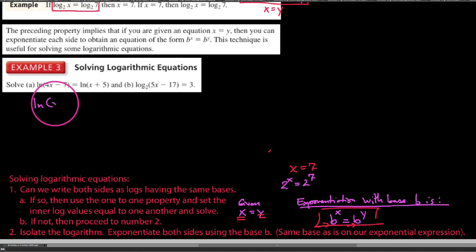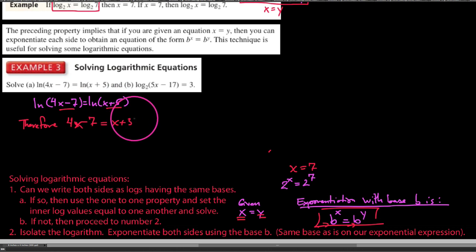So the neat result that we are led to here is that because both of these logs are on both sides of an equation and they both have the same base, then we won't need to exponentiate, because this is true if and only if we could say therefore 4x minus 7, or what is inside of this log's argument, is equal to what is inside this log's argument here.